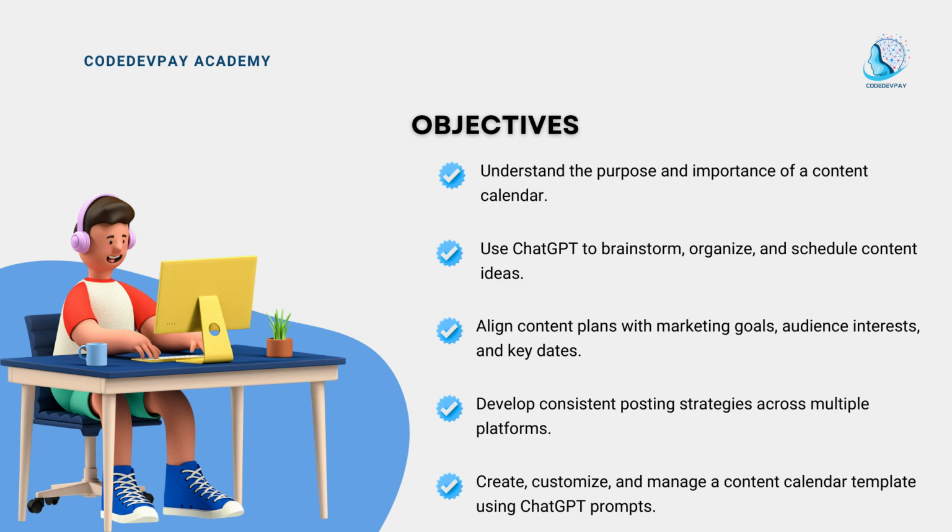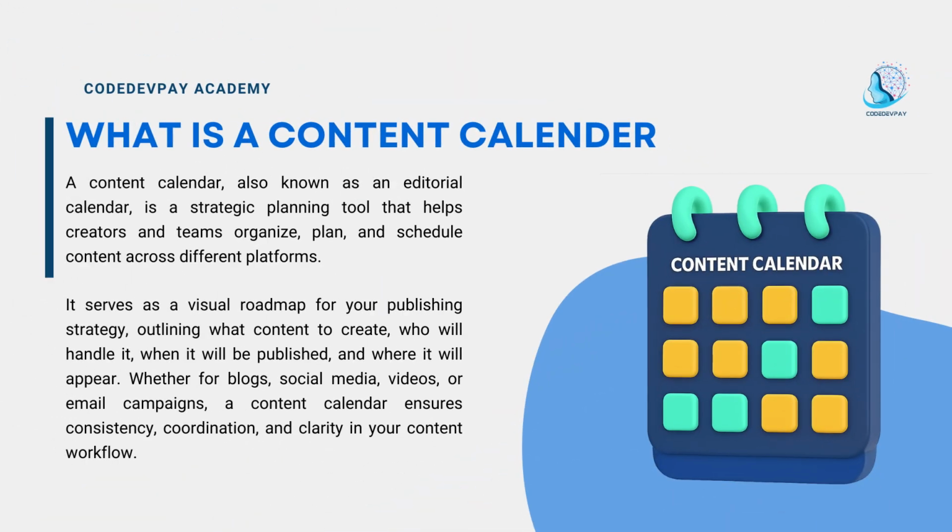Now, let's dive straight in. So, what is a content calendar? A content calendar is also known as an editorial calendar, and it is a strategic planning tool that helps content creators and teams organize, plan, and schedule content across different platforms.